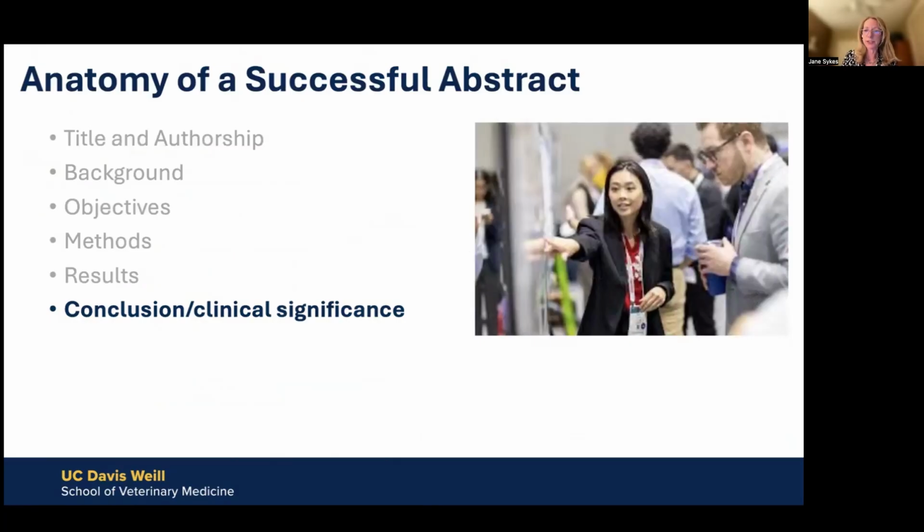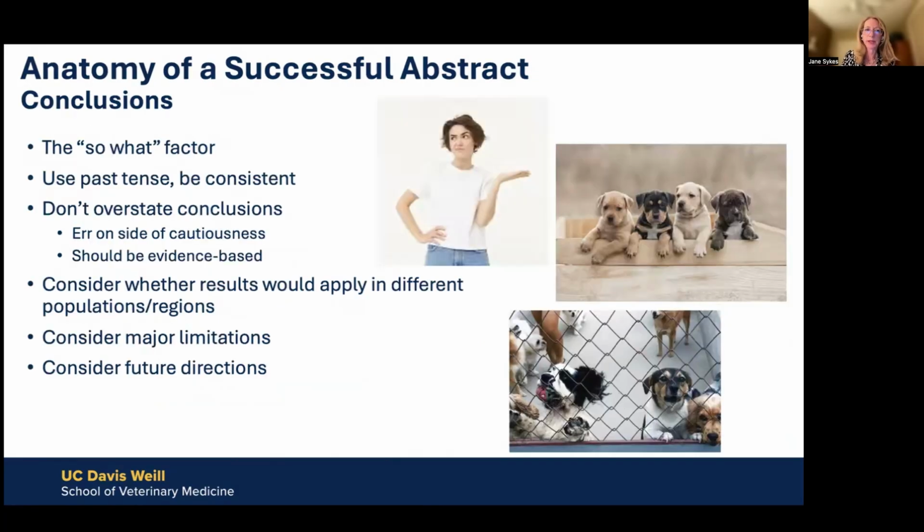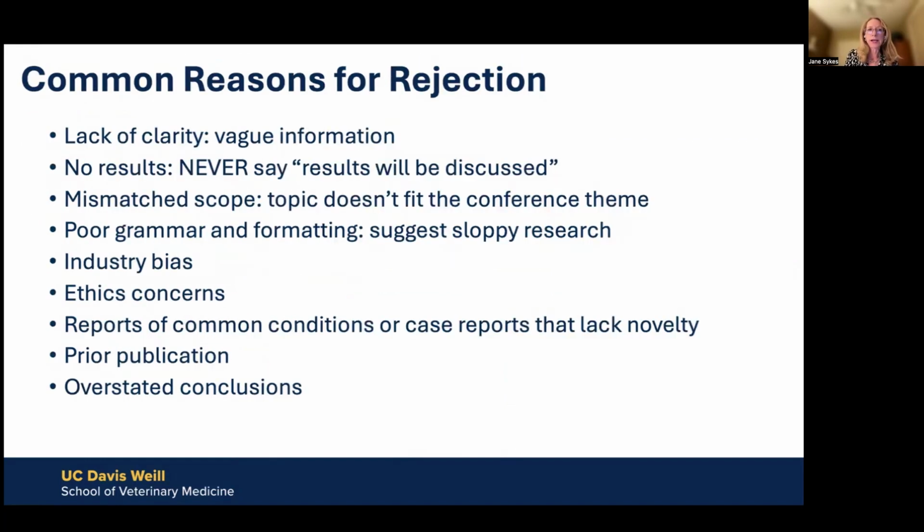And now finally, conclusions and clinical significance. So the conclusions are the so what factor. Continue again to use past tense here. And again, it's really important not to overstate conclusions. If you're presenting at a global conference, are your findings broadly applicable? What are the major limitations of the study and possible future directions? So you're going to have to distill these down to the really important things that you want to convey to the reader. All right, so finally, just to sum up some common reasons for rejection.